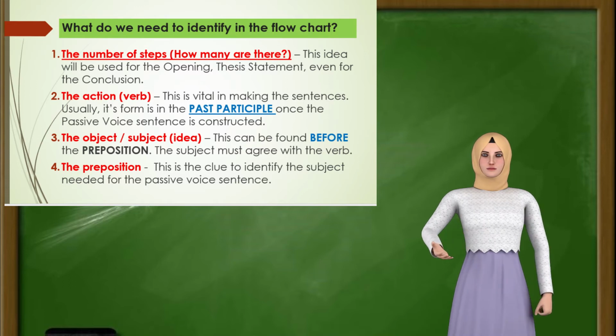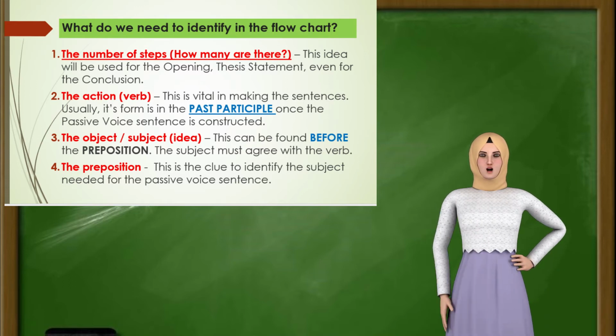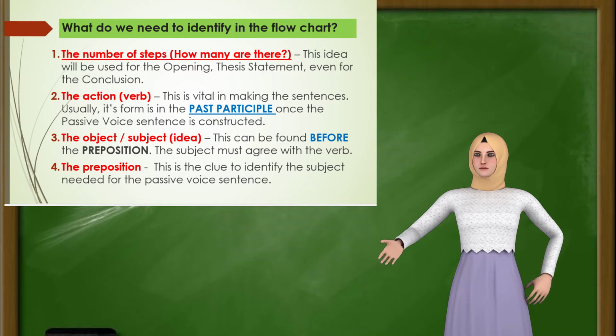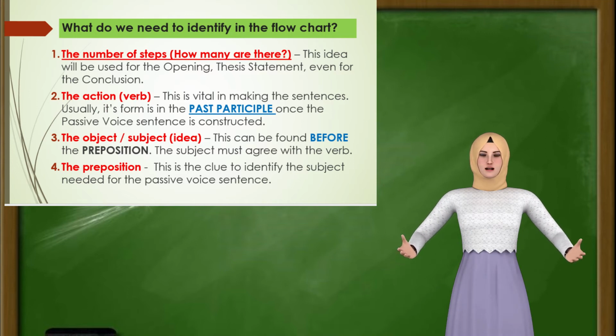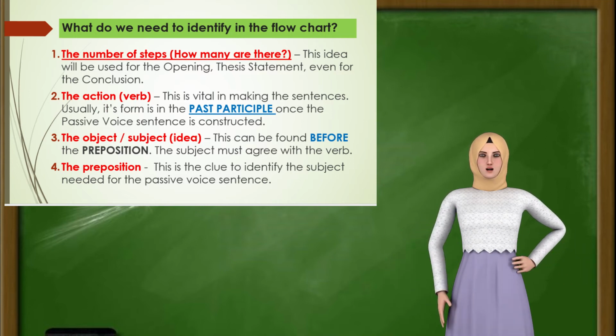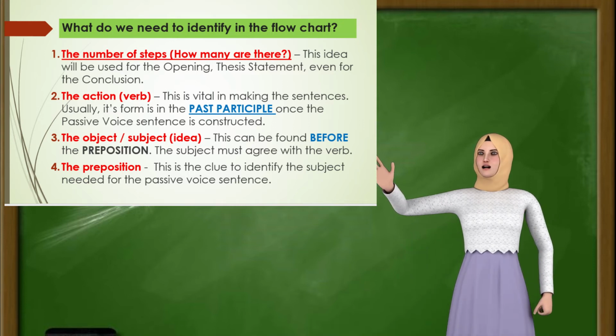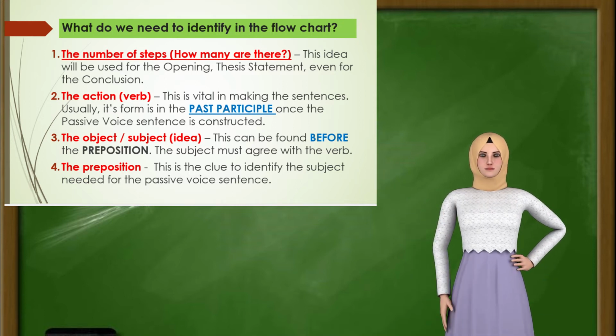Second is the action verb. This is vital in making the sentences. Usually, its form is in the past participle. Third is the object, subject, idea. This can be found before the preposition. The subject must agree with the verb. And last is the prepositional phrase or the preposition. This is the clue to identify the subject needed for the passive voice.